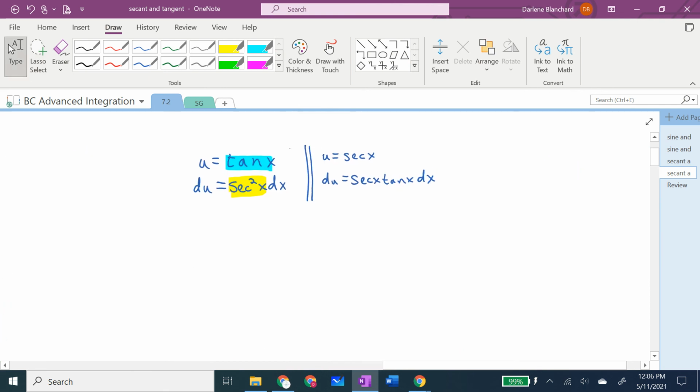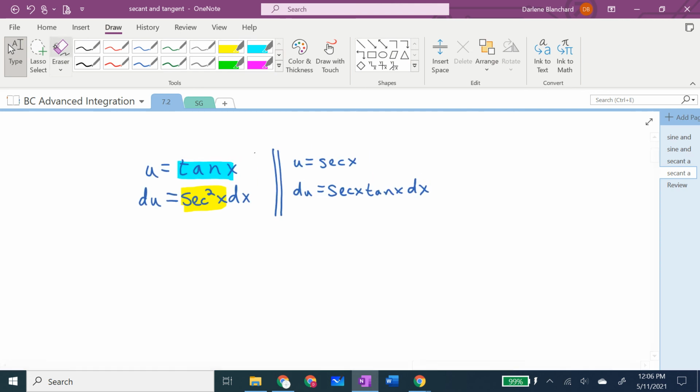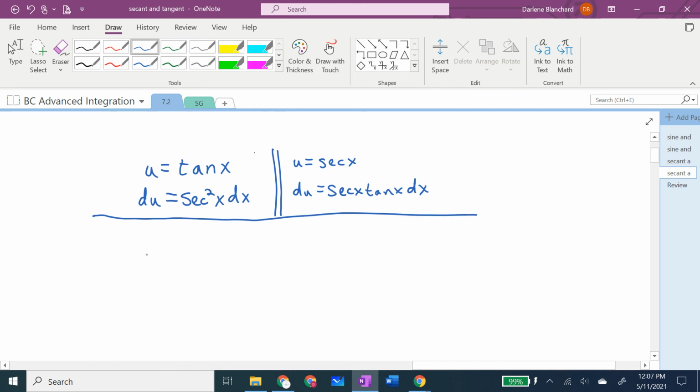It's very important that you know these 2 derivatives. Take a good look. You know them, right? Derivative of tangent is, everyone? The derivative of secant is? Now, what is the derivative of cotangent?